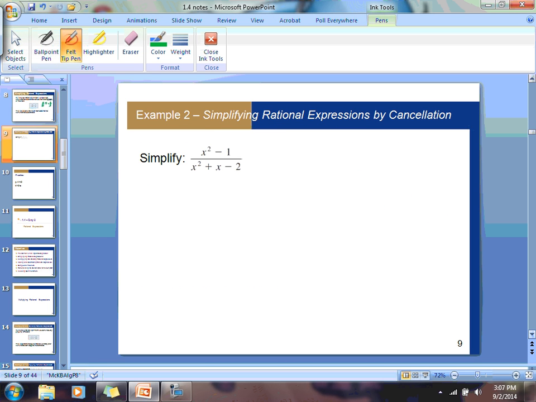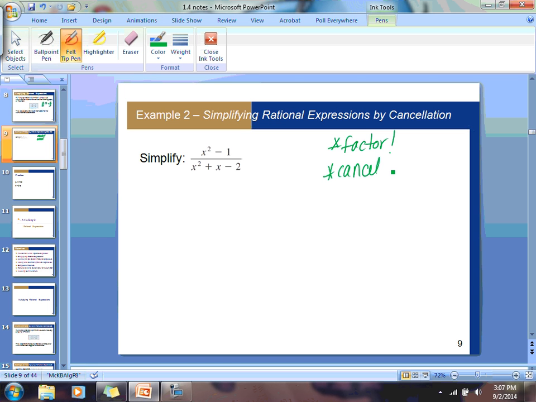Here we have x squared minus 1 over x squared plus x minus 2. So in our numerator, we have a binomial, and in our denominator, we have a trinomial. Now in my numerator, I can't take out any greatest common factors. Remember, that's what we always want to try and look for first when we're factoring. I'm going to put a little note here that we need to factor, and then we need to cancel. Those are the steps that we're following.